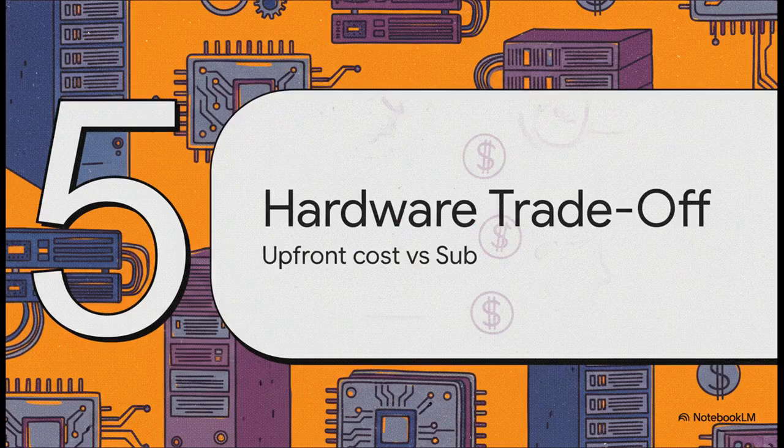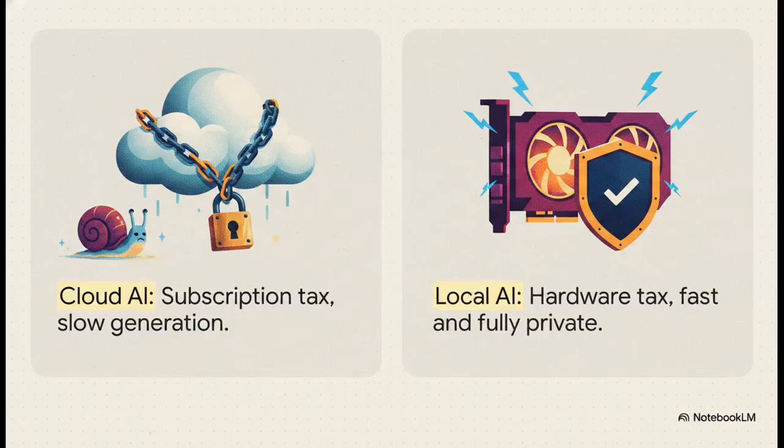Finally, Section 5, the hardware trade-off, upfront cost versus sub. Look, running this kind of software isn't magic. It does require a hardware trade-off. And the contrast between the two ecosystems is pretty stark. With cloud AI, you're relying on corporate servers, you're paying that monthly subscription tax, you've got privacy concerns, and you have to sit there waiting for the cloud handshake every single time you click generate.